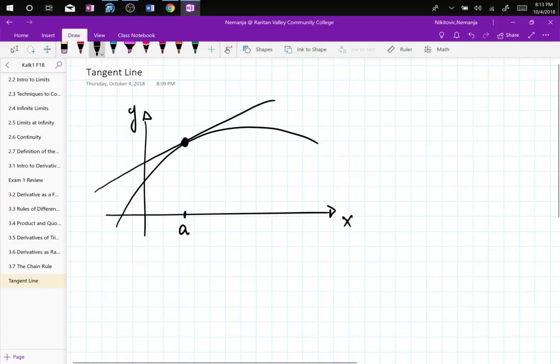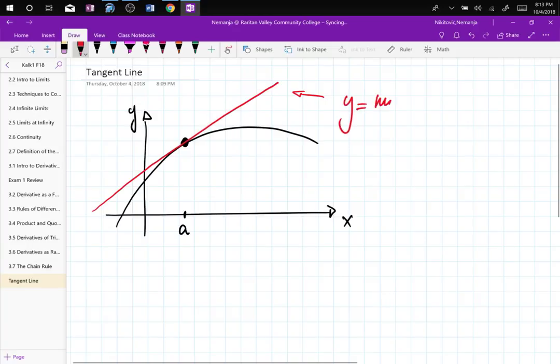So the formula for the tangent line is, you know what, I'm going to change this into red. The formula for this line is y equals m tangent x plus b. This value here is obviously value b. It has the slope of m tangent, and it goes through the point a, f of a. It's really cool.